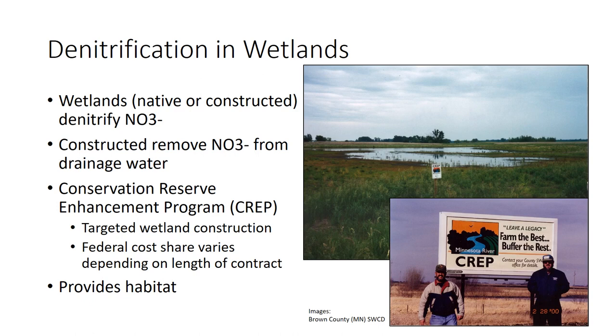So you've probably all heard of the Conservation Reserve Program, where marginal lands are taken out of production and subsidies are provided to the farmer to keep those lands out of production for 10 to 15 years. In the case of CREP wetlands, it's the same process, but there's a wetland that's constructed on the property with the primary goal of providing both habitat and also improving water quality. So here's a couple of pictures from CREP wetlands in Minnesota.